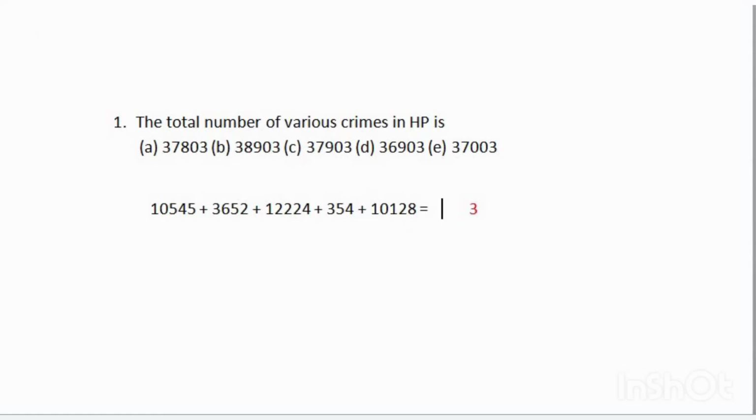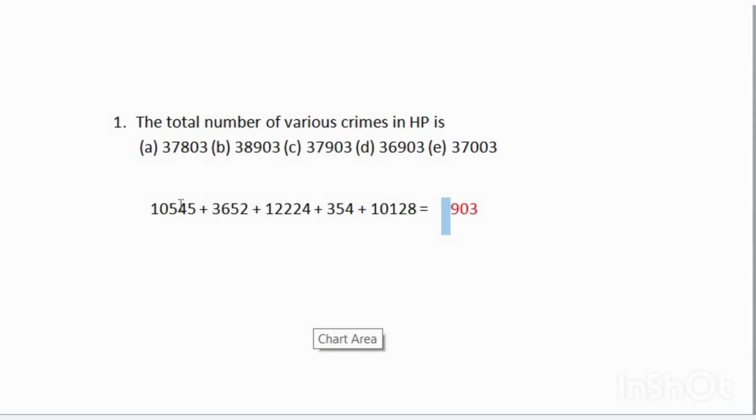So 18 plus 2, it is 20. So write 0 and 2 is the remainder. Then hundreds place: 5 plus 6 is 11, plus 2 is 13, plus 3 is 16, plus 1 is 17, plus that remainder 2. 17 plus 2, it is 19. So write 9 and 1 remainder.